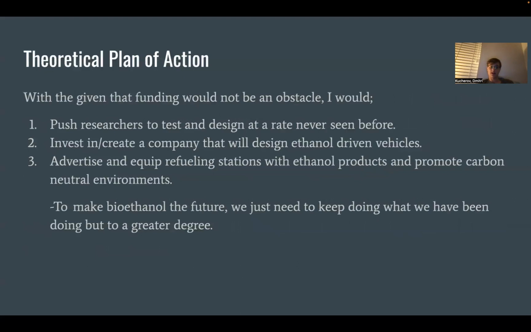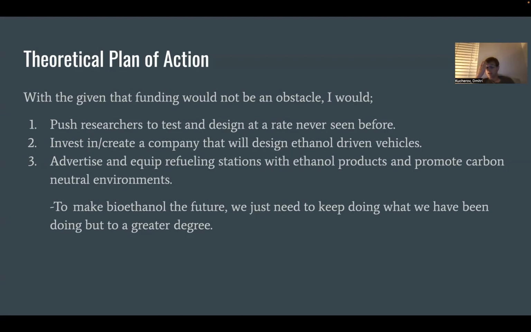My theoretical plan of action, given that there is no funding obstacle, infinite money, Jeff Bezos, Mark Zuckerberg, you know what I mean, Elon Musk, I don't have a problem with money. I just say continue what we were doing, and that is push the researchers to test and design at a rate never seen before. Just expand what we have and keep building on it as quick as we can. Get to that solution as quick as we can. So if we can go carbon neutral, that's what we're looking for.